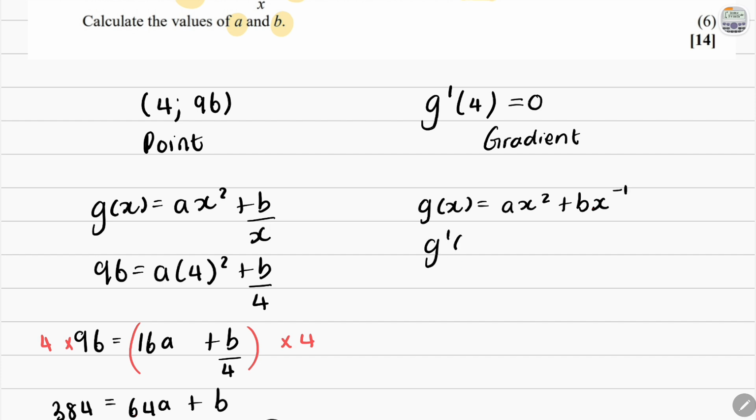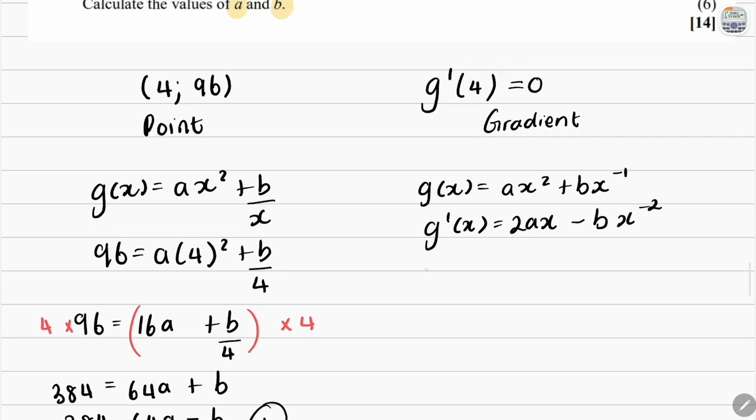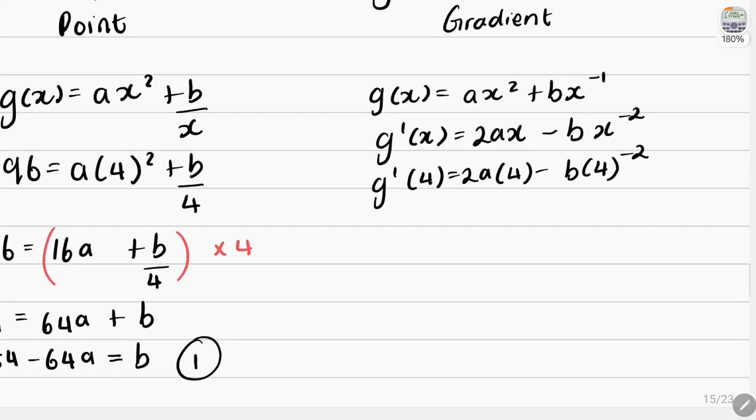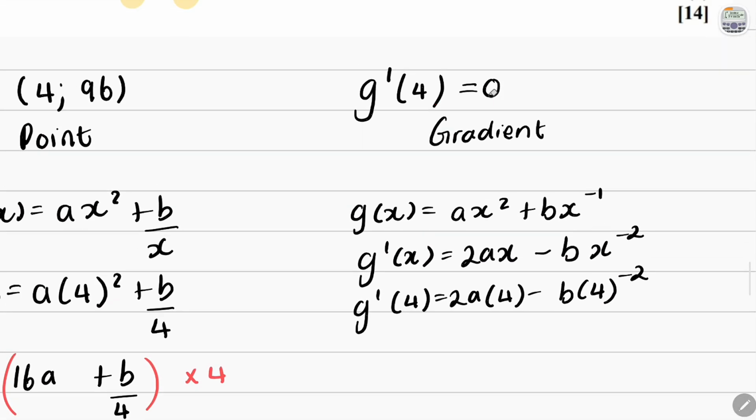And now we have g prime of x is equal to coefficient times exponent is 2ax, and then exponent minus 1 is 1. Then coefficient times exponent is negative b, and we have x, exponent minus 1 is negative 2. And we're going to substitute the x value of 4 in here. So we're saying g prime of 4 equals 2a times 4 minus b times 4 raised to the power of negative 2.